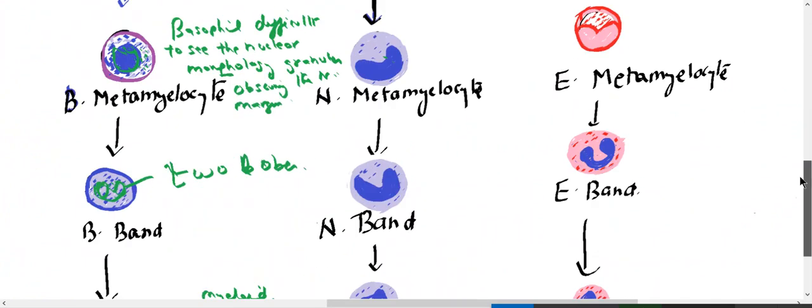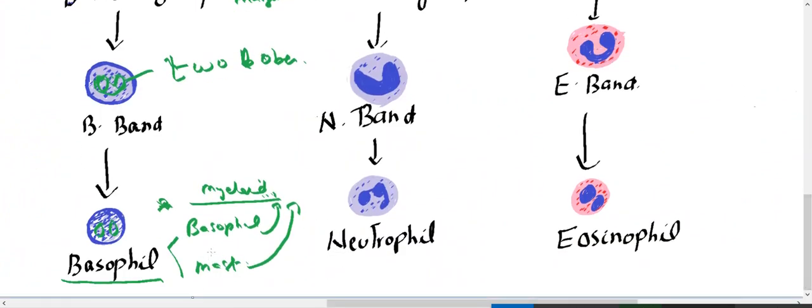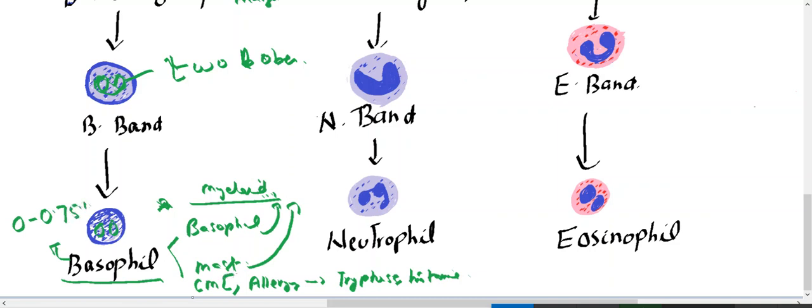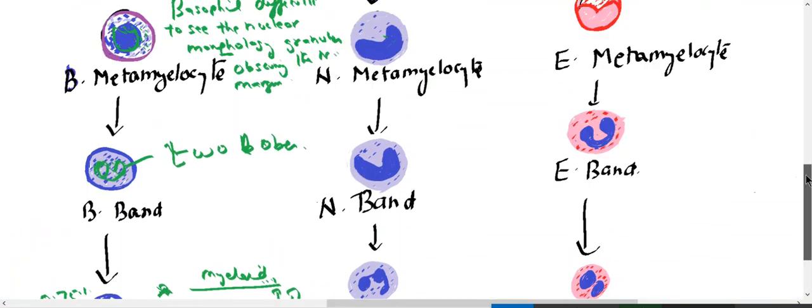And then basophils play an important role in CML, chronic myeloid leukemia, and also in allergy, where they release tryptase, very important, and histamine. Normally the basophils in the blood are not even 1%, guys. It is 0 to 0.75%. But in chronic myeloid leukemia, the number can increase up to 5%. So in any vignette, if you are getting 5% basophils, think of whether you are dealing with chronic myeloid leukemia in that vignette.